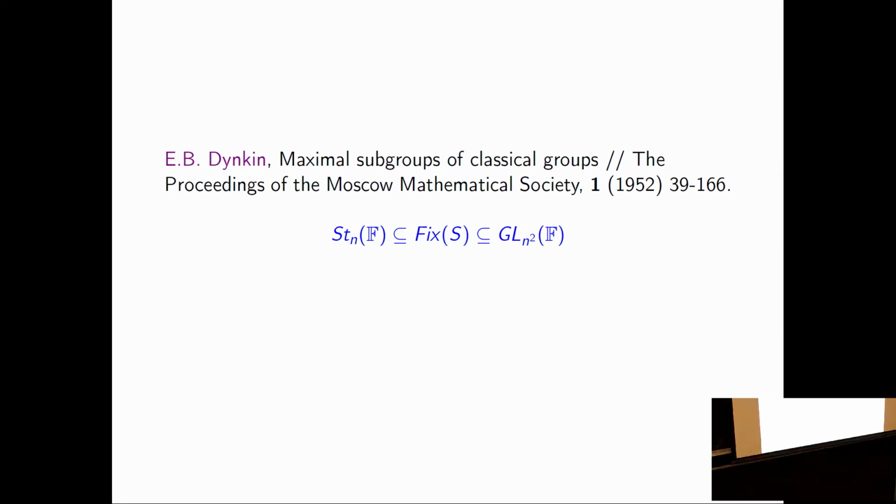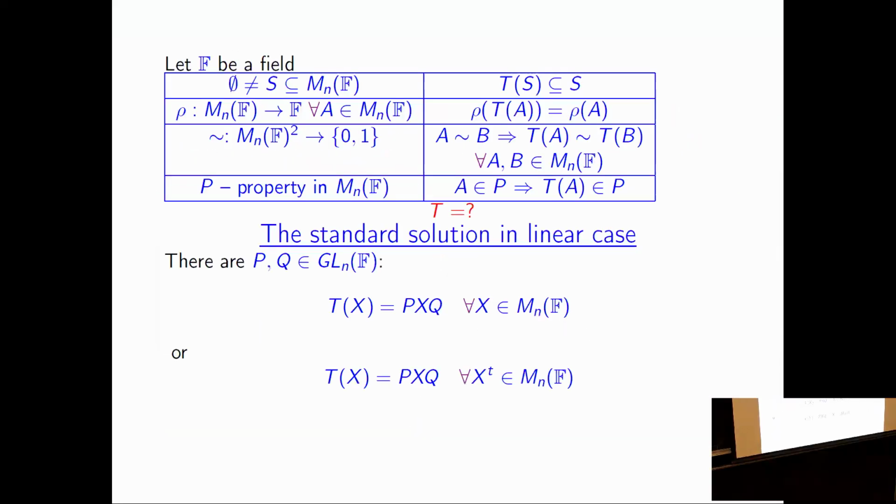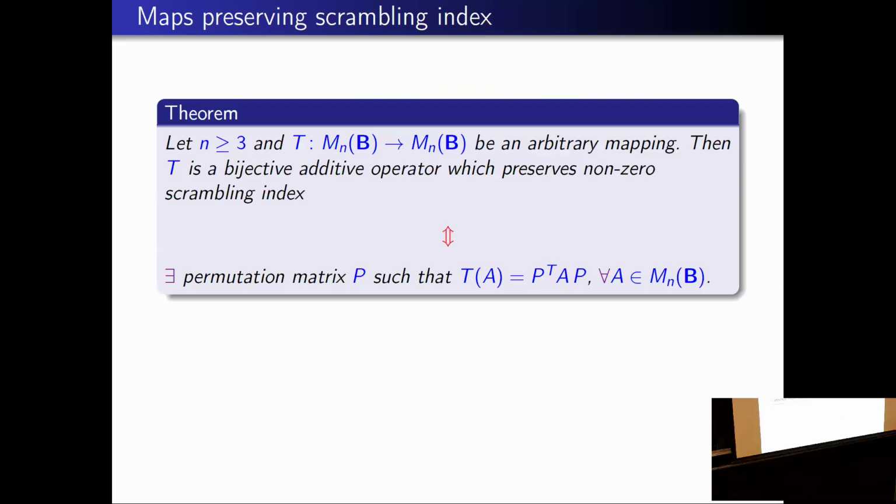classification of maximal subgroups of classical groups. I will not go into the details. There are many results here, depending on whether you consider an equivalence relation, or a certain number. We are considering many techniques. But let me just mention, if we have a preserver, a bijective additive operator which preserves the non-zero scrambling index, then together with Artyom, we were able to prove that the following result is true.